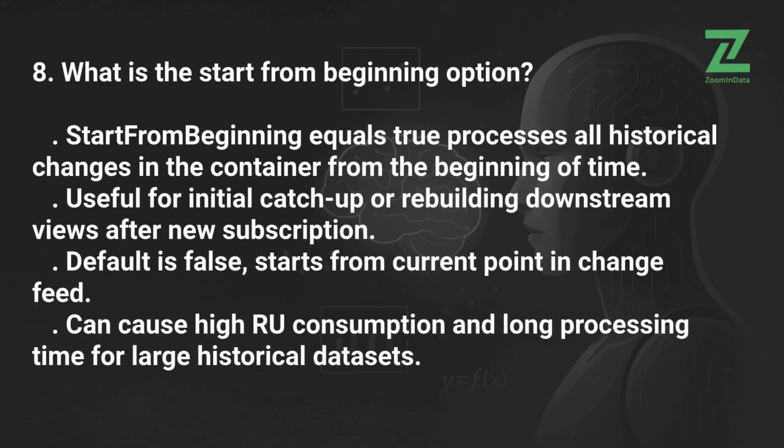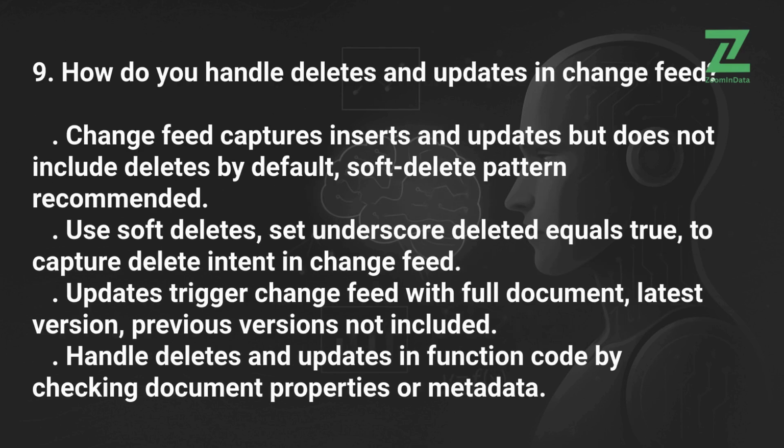8. What is the start from beginning option? Start from beginning equals true processes all historical changes in the container from the beginning of time. Useful for initial catch-up or rebuilding downstream views after new subscription. Default is false, starts from current point in change feed. It can cause high RU consumption and long processing time for large historical datasets.